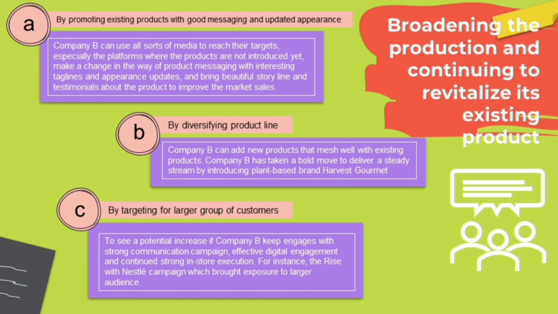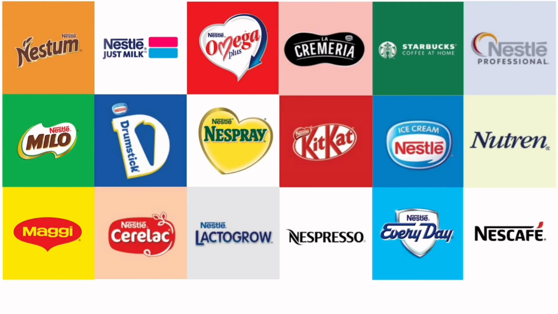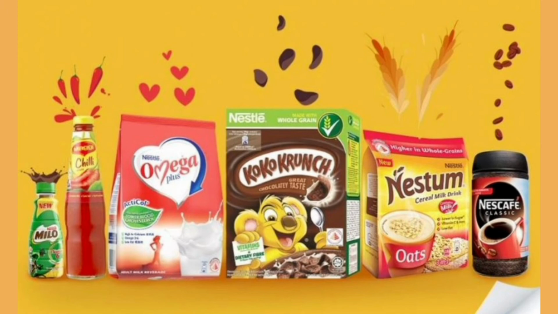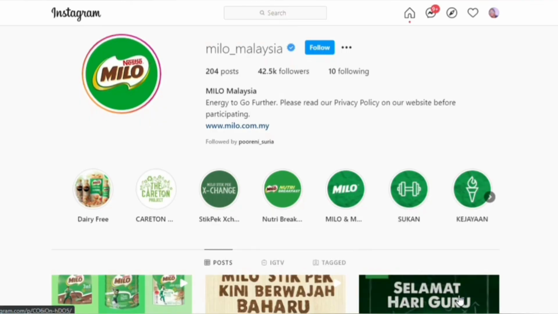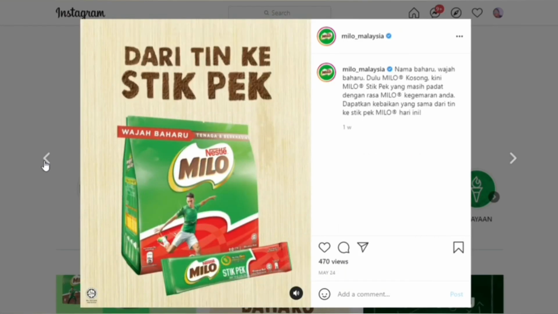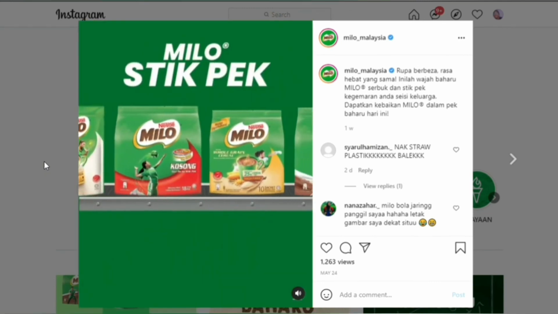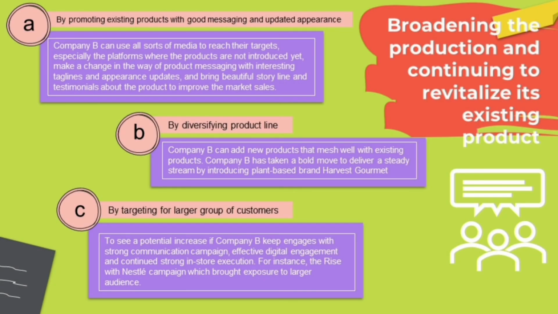Thirdly, by broadening the production and continuing to revitalize its existing product range by incorporating extensions into its various brands such as Milo, Maggi and Nescafe. For instance, by promoting existing products with good messaging and updated appearance, especially on the platforms where the products are not introduced yet, coming up with interesting taglines and bringing beautiful storylines and testimonials about the product to improve the market sales. Next, by diversifying the product line where Company B can add new products that mesh well with existing products. Also, Company B has just introduced the plant-based brand Harvest Gourmet that garnishes attention from many people right now.